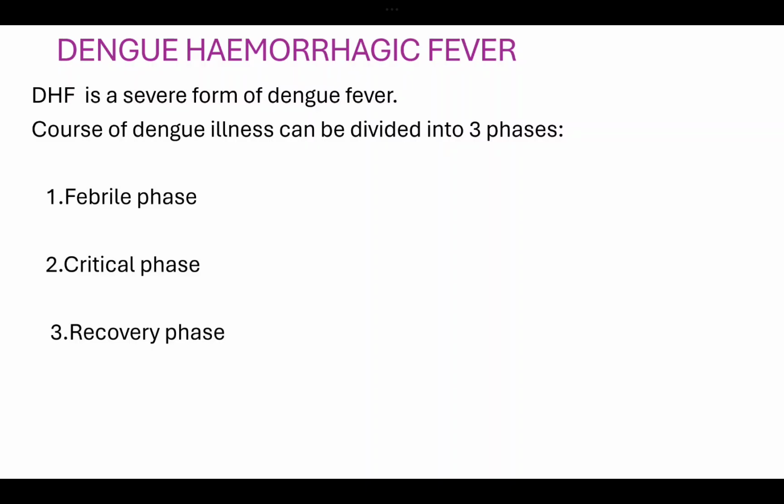Next, we will move further to the dengue hemorrhagic fever. Dengue hemorrhagic fever is a severe form of dengue fever. The course of dengue illness can be divided into three phases, which are the febrile phase, critical phase, and recovery phase. Is it clear? What are the three phases? We have febrile phase, critical phase, and recovery phase.